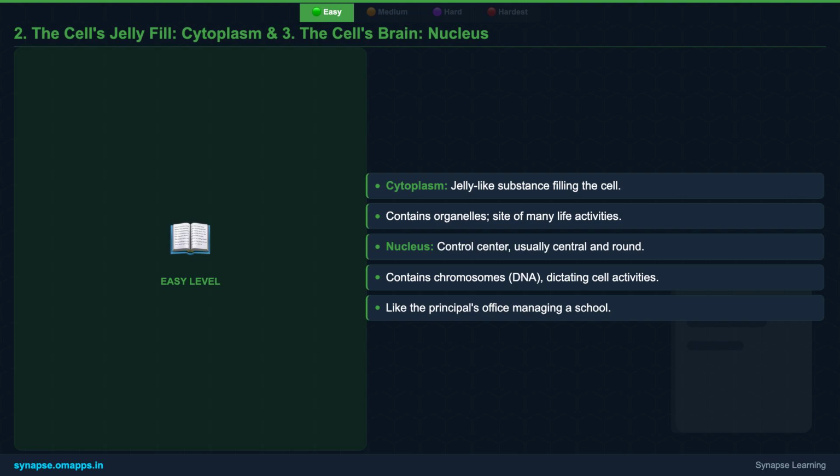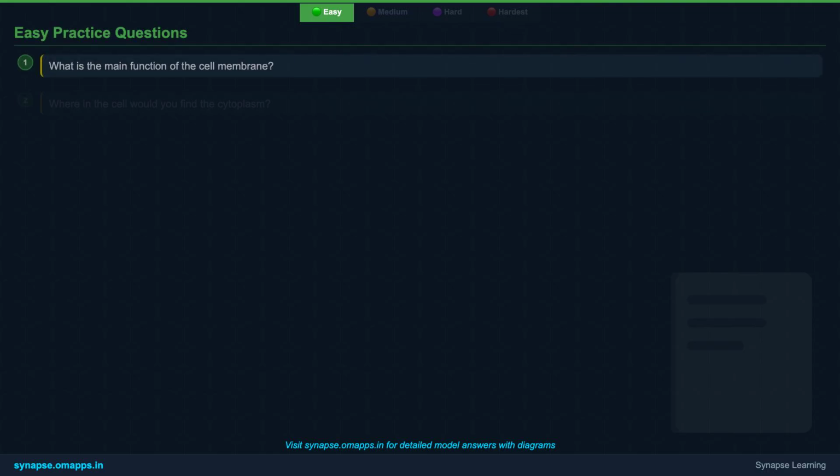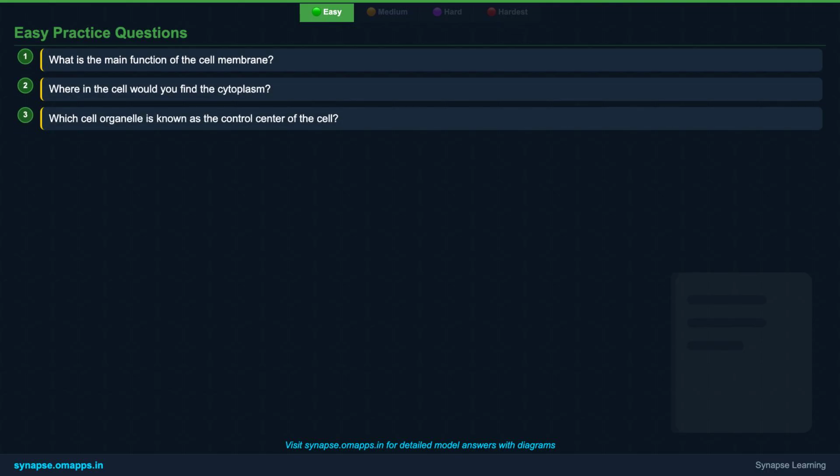It's usually a round structure that contains the cell's genetic material, DNA, organized into chromosomes. The nucleus directs all cell activities, telling the cell what to do and when to do it, making it the ultimate control center. Time to test your understanding with some quick questions.